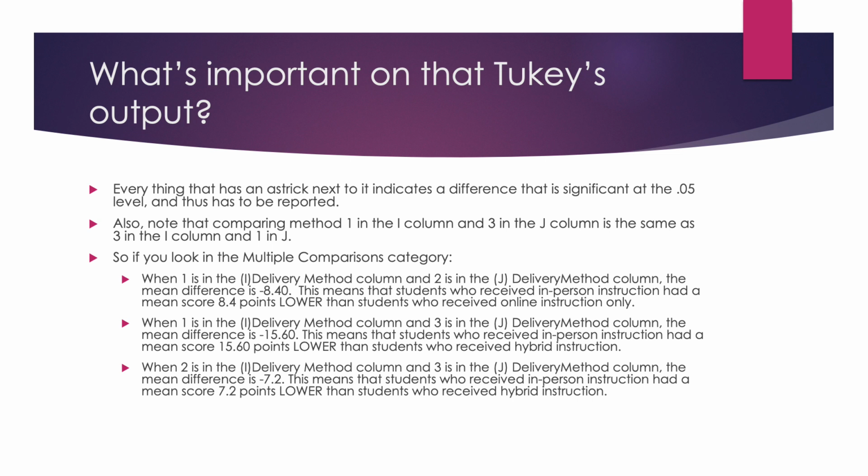This means that students who received in-person instruction had a mean score 15.6 points lower than students who received the hybrid instruction. And when 2 is in the I delivery method column and 3 is in the J delivery method column, the mean difference is a negative 7.2. This means that students who received online instruction had a mean score 7.2 points lower than students who received hybrid instruction.